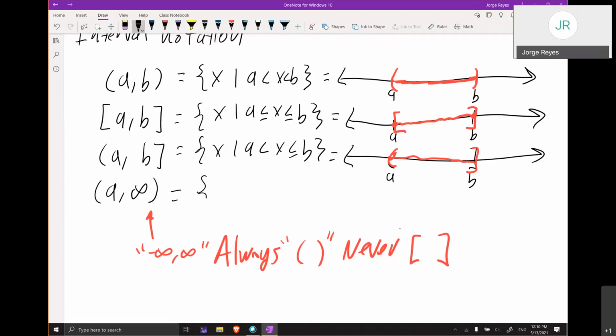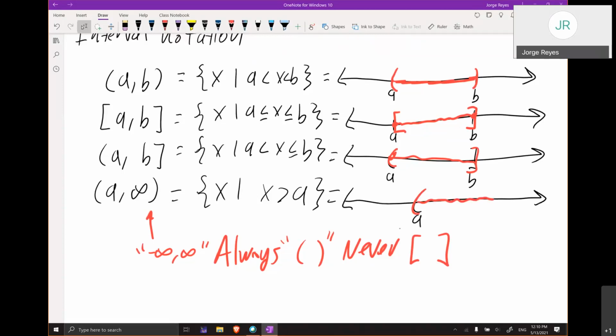But it's just like you don't cap something. So this is everything bigger than A. This is what this means. So A greater than X, or X greater than A is how most math people would write it. But you can choose to do whatever you want. And this is an A, and basically you just go off forever. So put like an arrow.